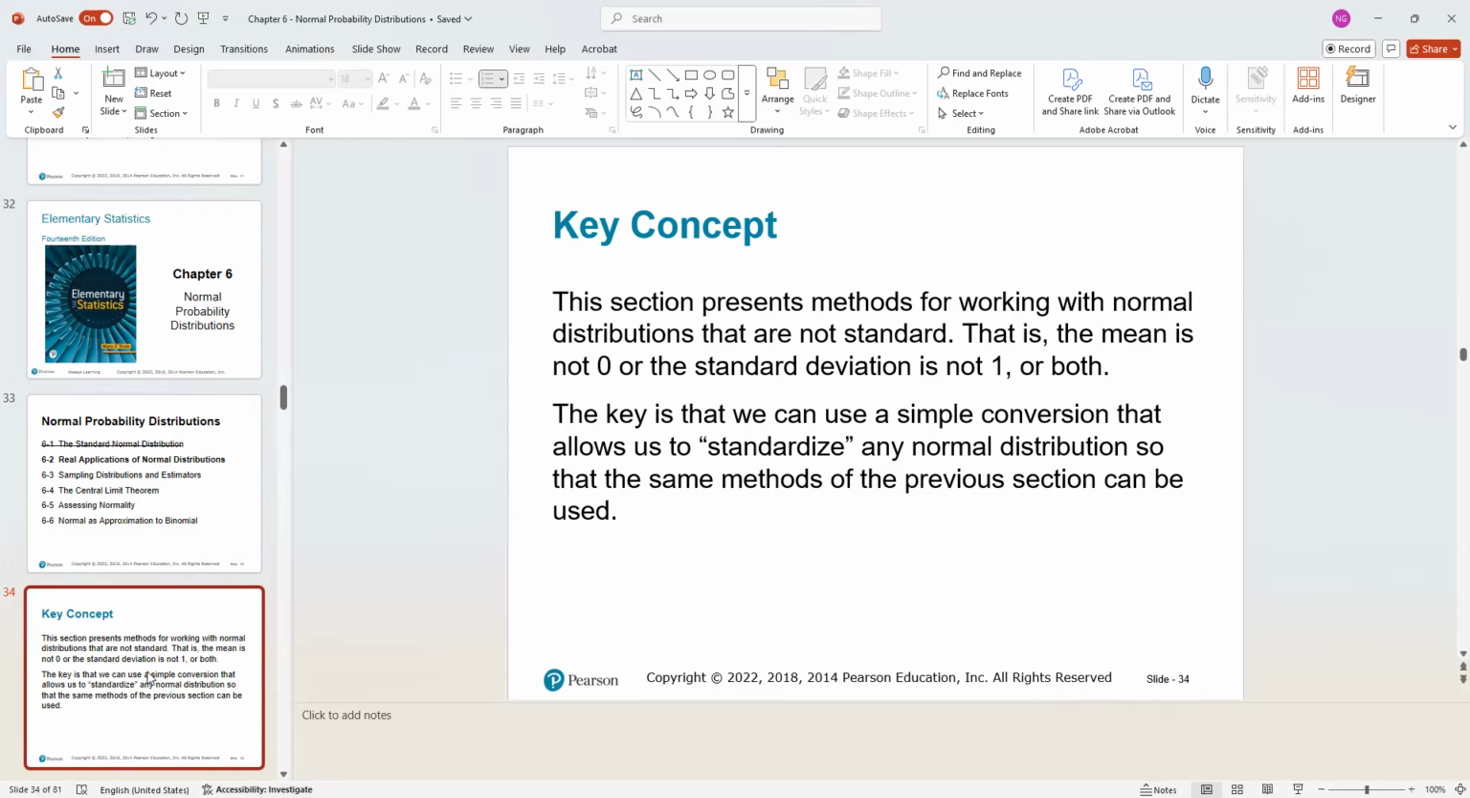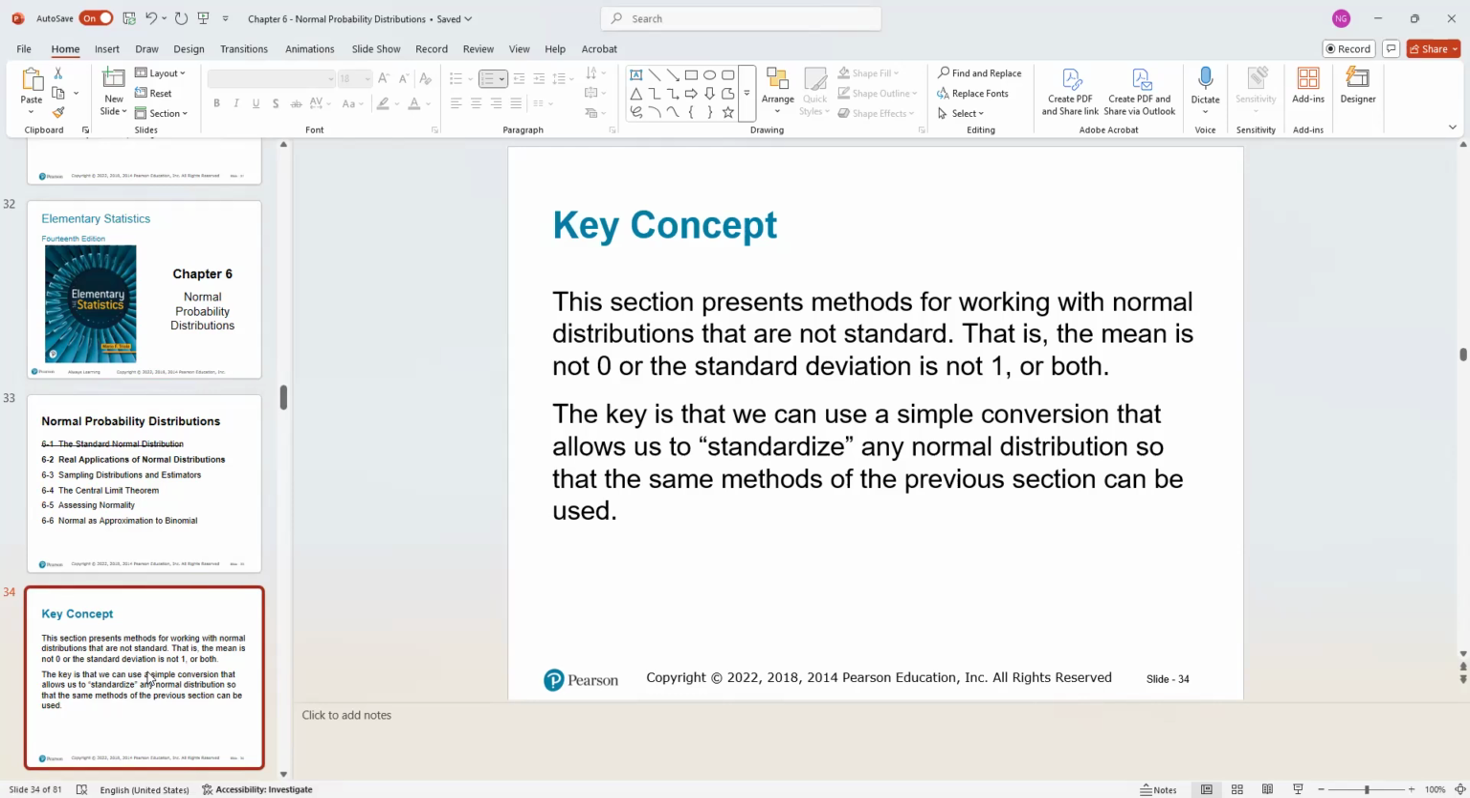Most of the preceding sections deal with the real world applications of bone density scores. That's what we did in section 6.2, which has a normal distribution with mean 0 and standard deviation equal to 1. However, it is rare to find other real applications of the standard normal distribution. We now extend the methods of previous sections so that we can work with non-standard normal distributions, which are not like mean 0 and standard deviation 1, right?